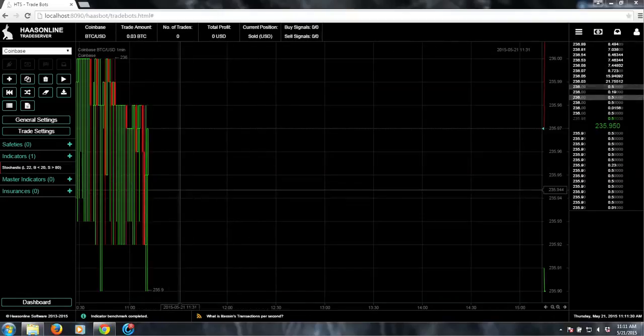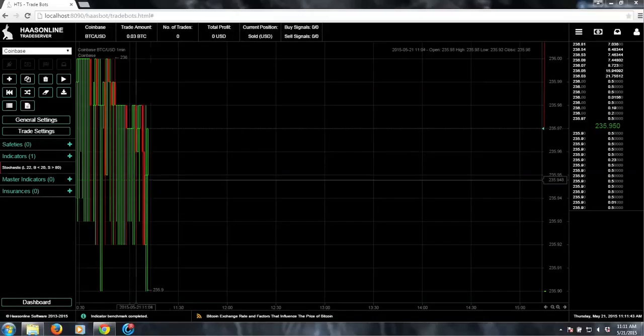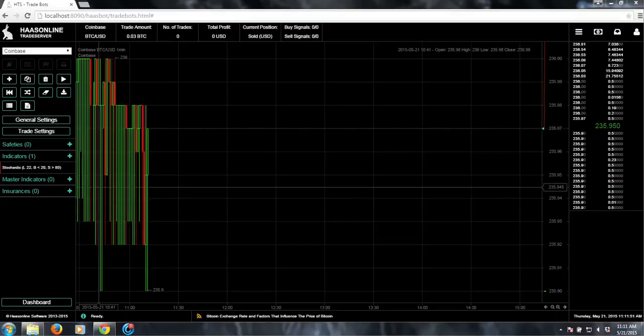Backtesting occurs in the trade bots, and we have two different ways of doing that, and you'll generally be using both. We have backtesting an entire trade bot, which includes any safeties, indicators, and insurances. But we also have single indicator backtests. So I'll start off by demonstrating the single indicator backtest.